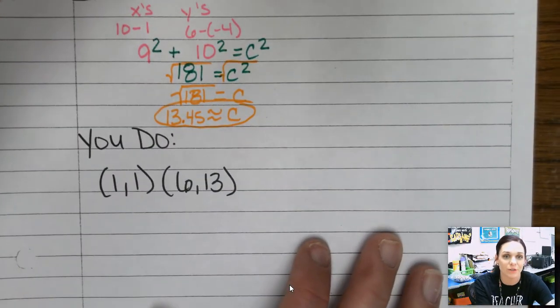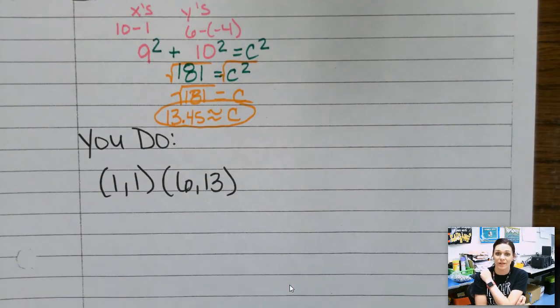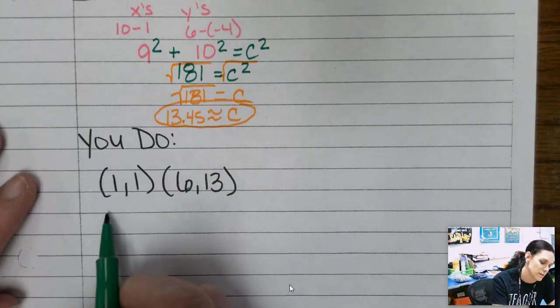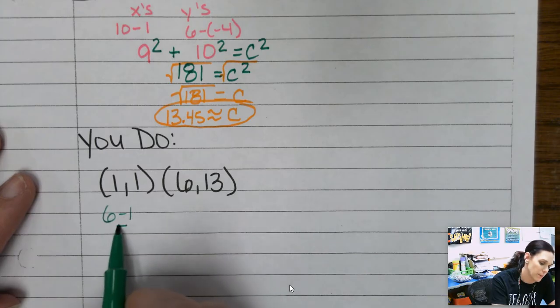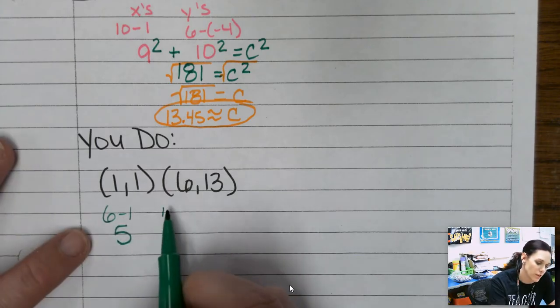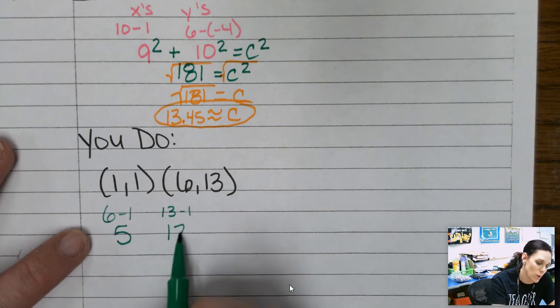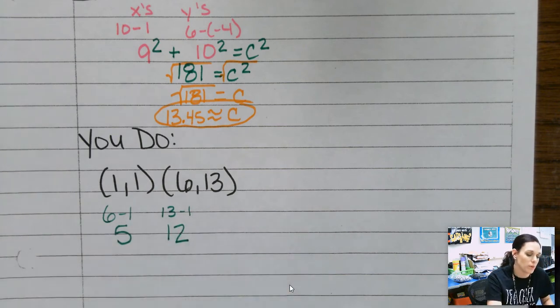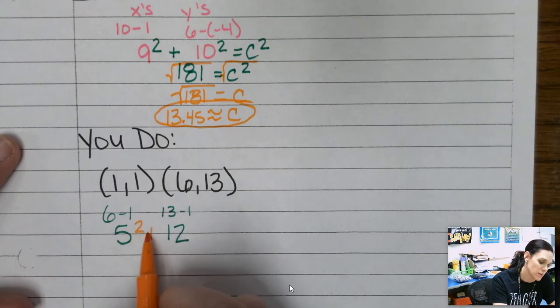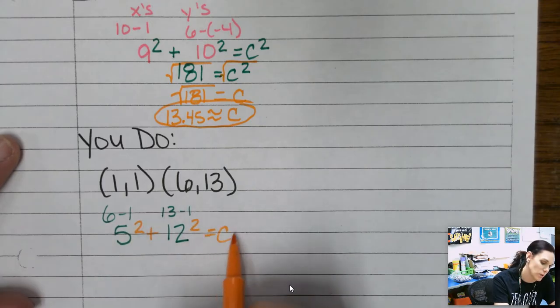All right, so here's our you do. We have 1, 1, and then we have 6, 13. Subtract the x's, subtract the y's, plug that into the Pythagorean theorem, and solve. All right, so let's check it out. 6 minus 1 will get me 5. 13 minus 1 will get me 12. Plug those into the Pythagorean theorem, so I'm going to square both of them, and that equals c squared.